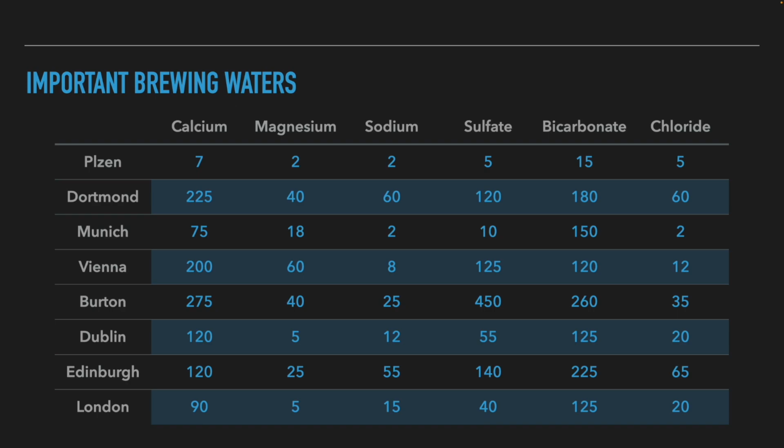Here you can see a table listing the levels of brewing ions in brewing water for many places in the world. Don't worry, you don't have to know this by heart. What I want you to take from this table is to understand why certain styles evolved in certain cities. For example, the levels of bicarbonate in London, Edinburgh, and Dortmund are very high, and that's why malty styles evolved there. On the other hand, the levels of sulfates in Burton-on-Trent are very high, and so pale hoppy beers evolved there.